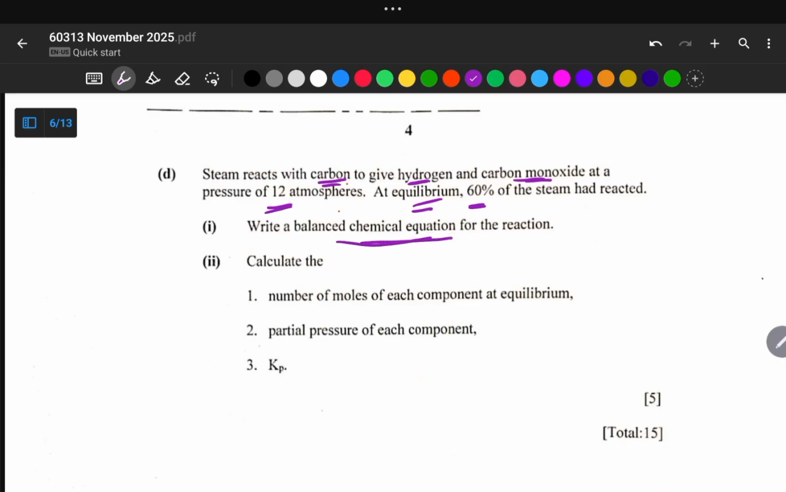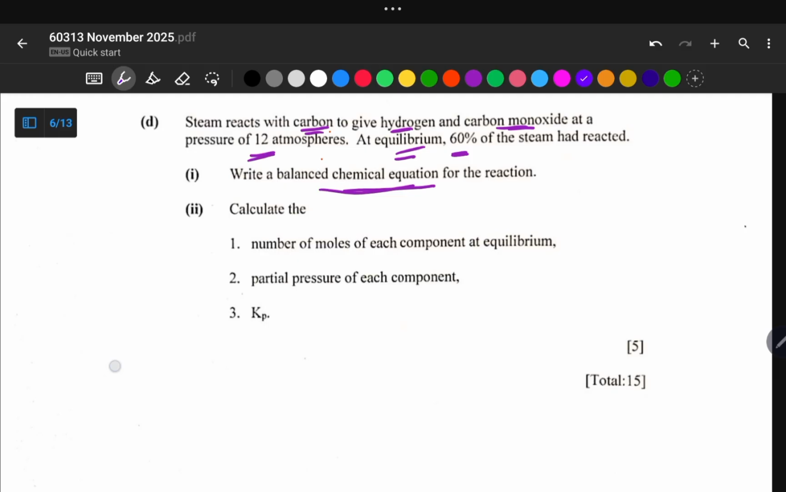So we are having steam. Let me highlight this one. It's steam in the gaseous phase reacting with carbon, which is in the solid phase, to give hydrogen in the gaseous phase plus carbon monoxide in the gaseous phase. And then to balance this equation, the equation is already balanced, right?